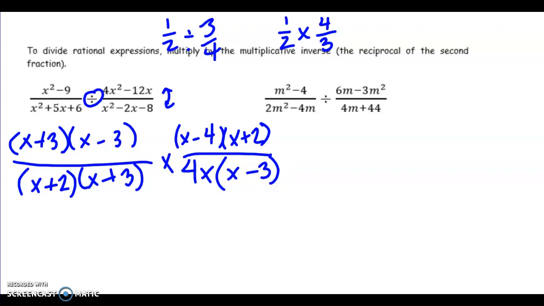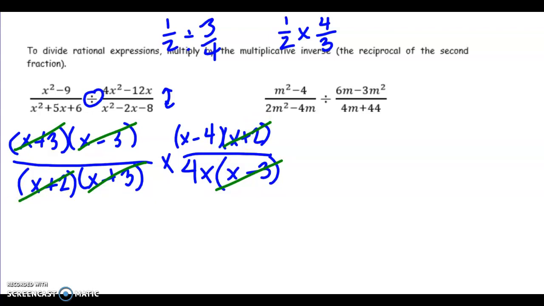Okay, so now let's get to reducing. I think this is kind of fun. It's kind of like a little puzzle, and we get to simplify it as much as we can. So the x minus 3's cancel. Let's see, I've got an x plus 3 and an x plus 3 here that cancel. Ooh, x plus 2 and x plus 2 cancel.